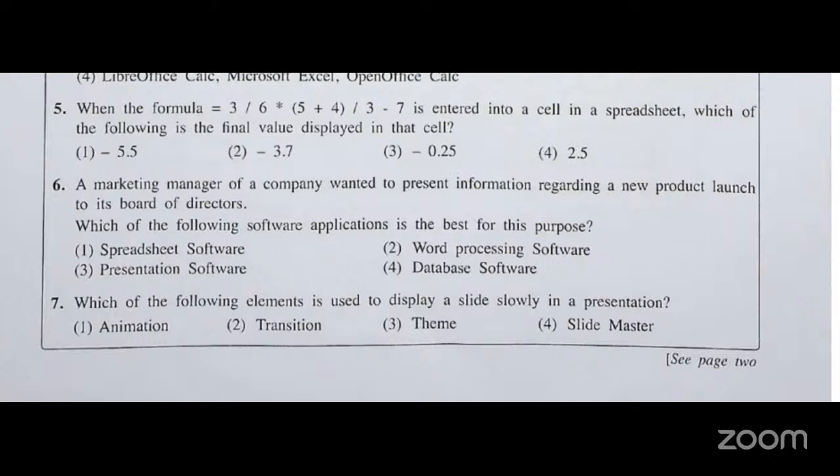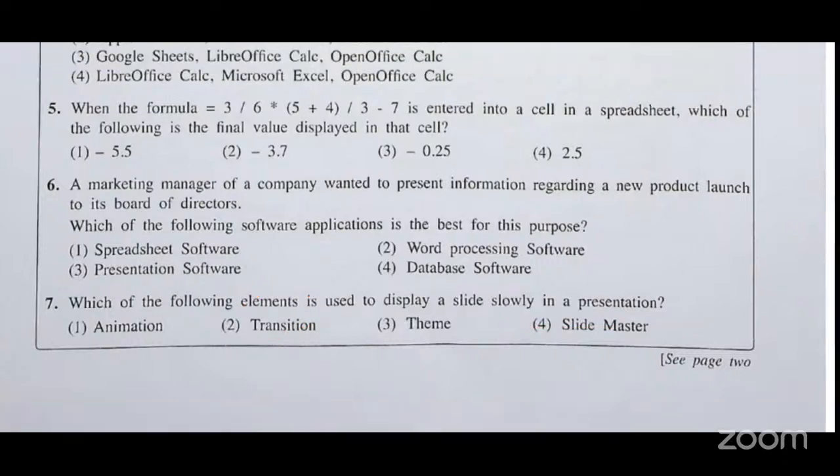Lamine, MCQ number 6. A marketing manager of a company wanted to present information regarding a new product to its board of directors. Which of the following software applications best suits this purpose? Obviously, it's presentation software. There's no doubt about it. Next, which of the following elements is used to display the slide slowly in a presentation? It's transition. To show a slide slowly, you use transition. The best option is transition.